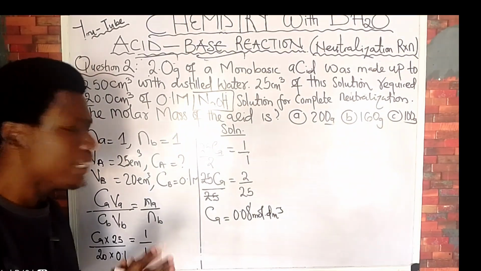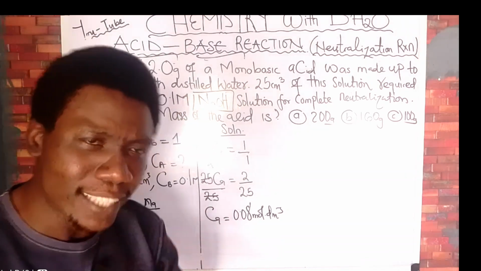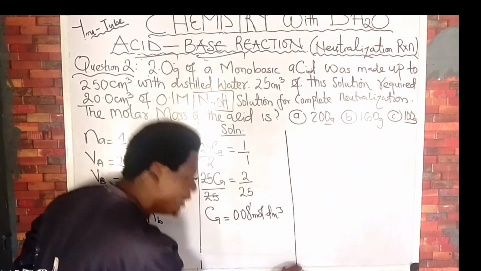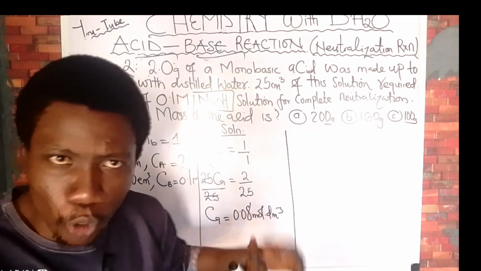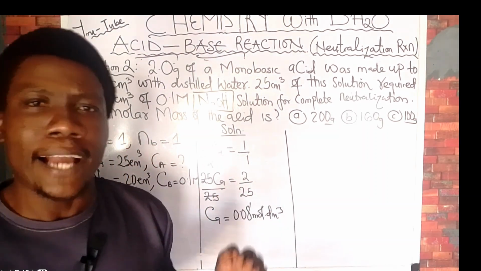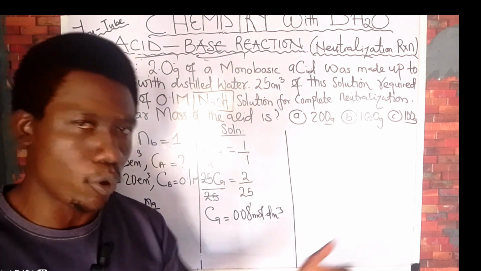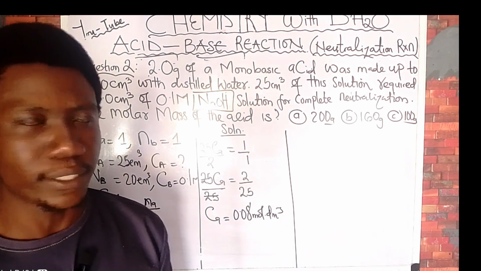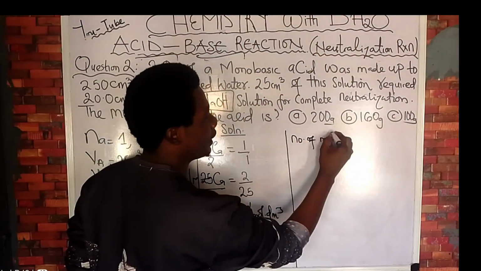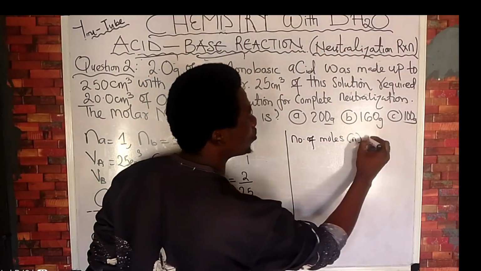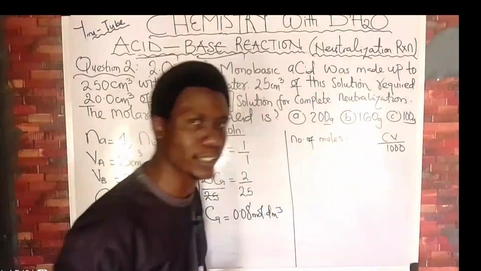Do you understand? Now, they said we should calculate the molar mass of the acid. So what do we do? Very easy. Remember there's one video I did on mole concept. In that mole concept, I told you how you can calculate mass or molar mass from concentration and volume given. Remember the number of moles. In terms of concentration, number of moles is equal to Cv over 1000. Please let this formula sink into your head.